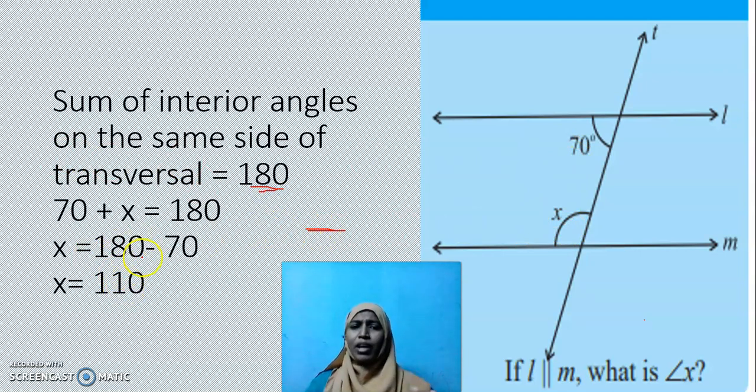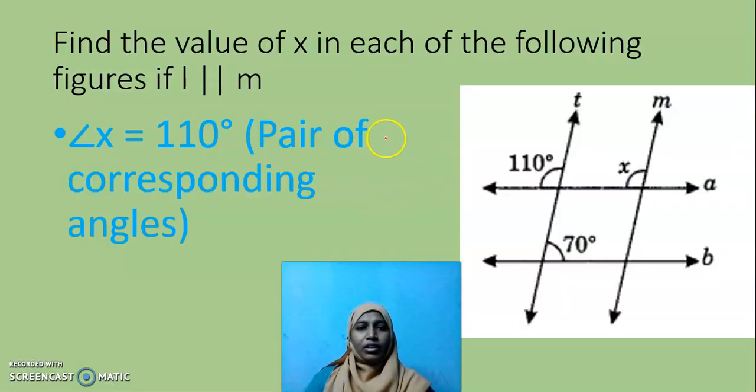The maximum calculation that we will do in this chapter is subtraction or addition. Not beyond that. Okay, if we have it in ratio, we will go in for some calculations. But in the beginning, we don't have much to do it. Okay. Now the next question is, find the value of x in each of the following figures.